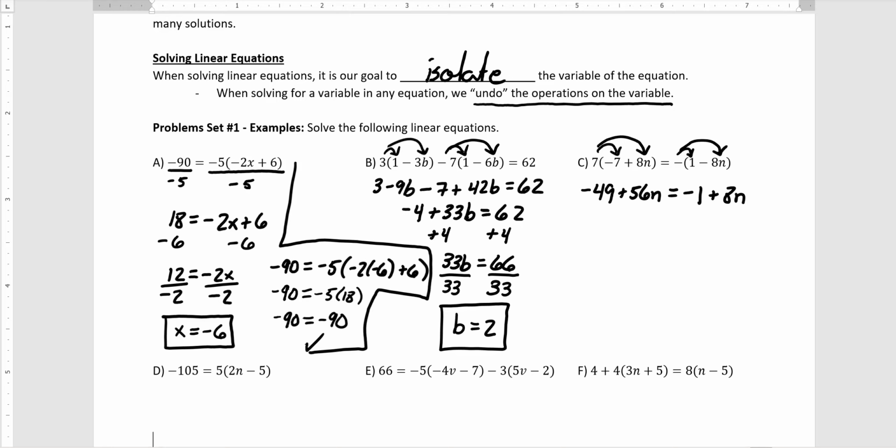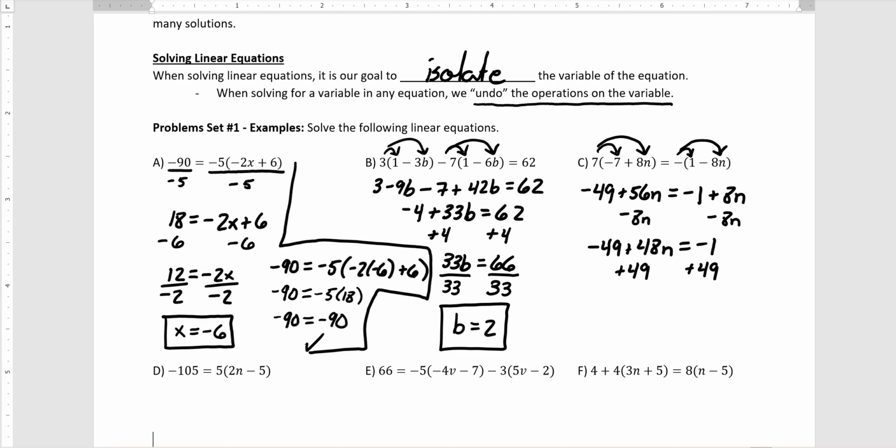All right, now let's see here. What I'm going to do next is get my n's on one side of the equation and my numbers on the other. So let's start by subtracting 8n from both sides. So I'll have negative 49. 56 minus 8 would be 48, right? So we'd have 48n equals negative 1. I can add 49 to both sides.